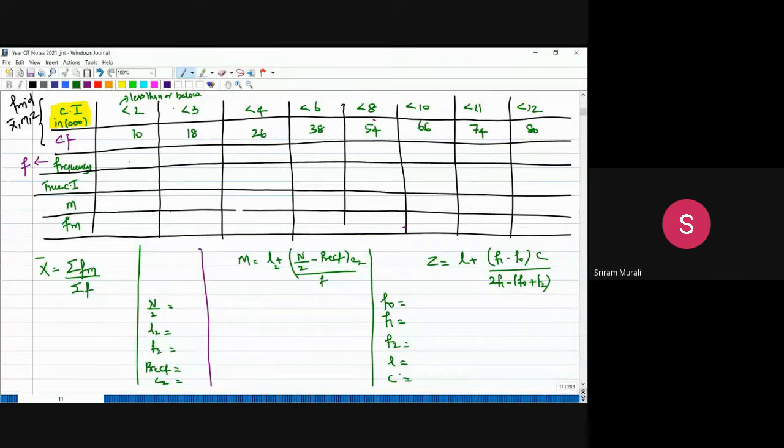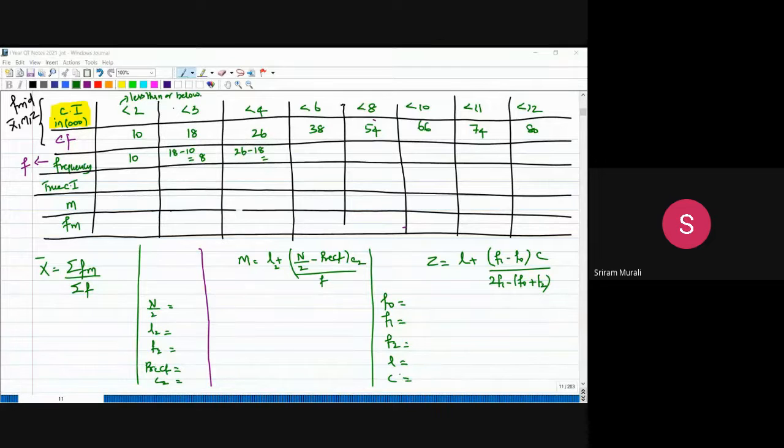So how do we find the frequency? This is 10. This is 18 minus 10. First we want to find the true class interval. Now find the frequency, then I come to the true class interval. This is exactly how much? Between 2 and 3 it is 8. Between 1 and 2, it is exactly 10. Between 3 and 4, how many are there? 26 minus 18, how much do you get? 8.